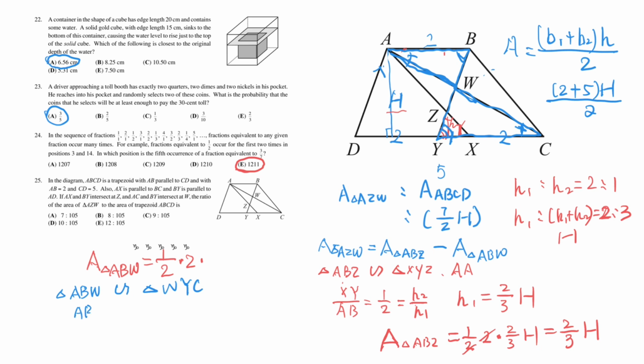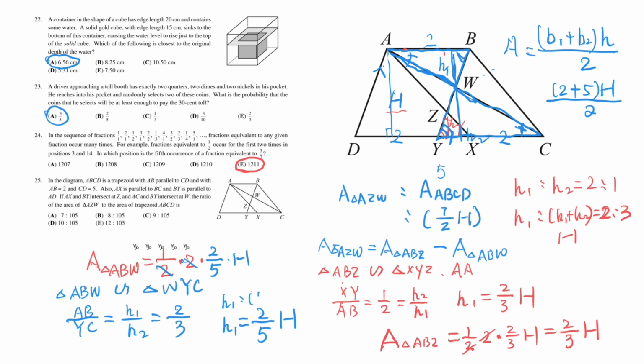So AB over YC equals, we can still use H1 and H2, the top H1 over the base H2. AB is 2, YC is 3. So that's 2 plus 3, that's 5. So 2 over 5 of H is the height. Now the area equals 1/2 base, that's 2, times the height, 2 over 5 times H. Cancel 2, that's 2 over 5 of H.